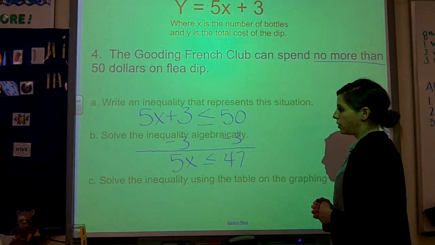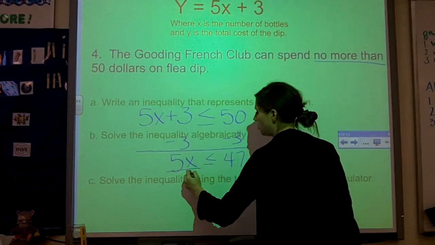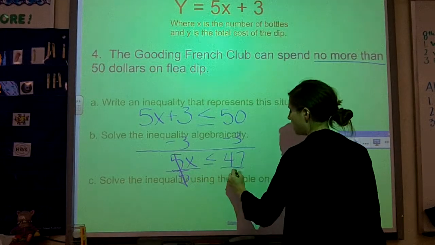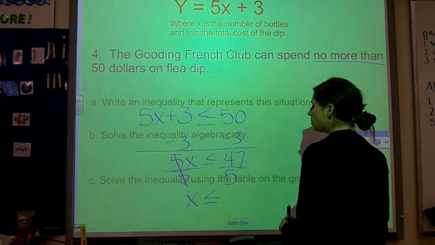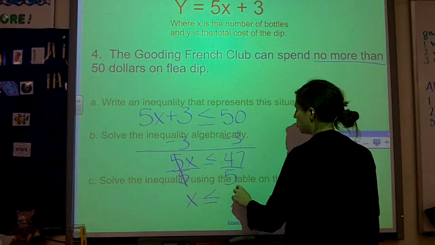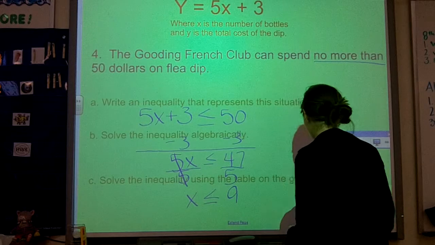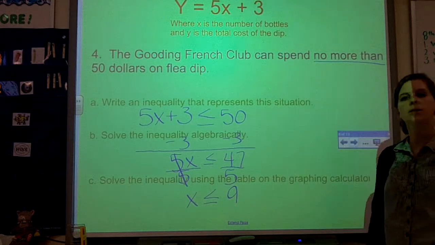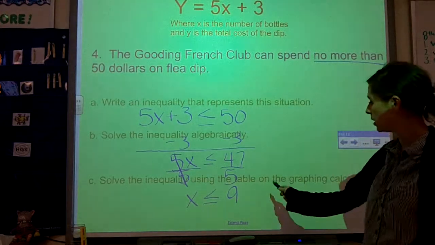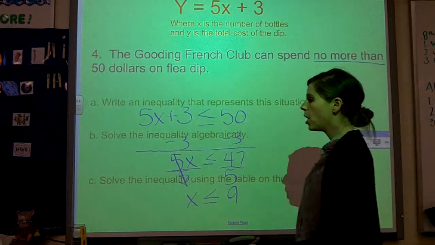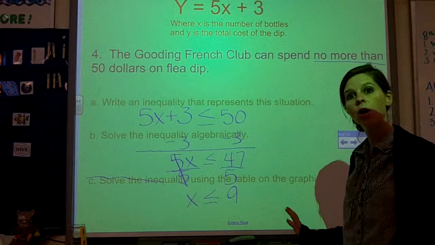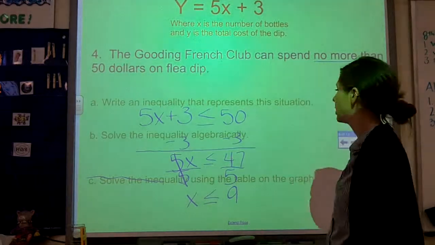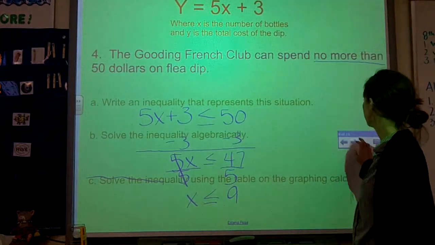Starting by subtracting 3 from both sides, and then following it up with dividing by 5. So they can buy less than or equal to, I believe it's 9 point something bottles. However, I'm not selling 0.4 of a bottle, so you can leave your answer as 9. You are not going to answer C, so you may cross it off. We'll go to the graphing part when we get our new calculators, hopefully at the end of this month.